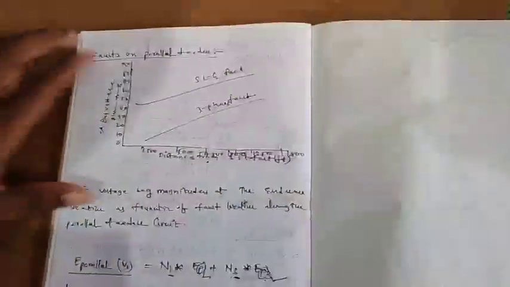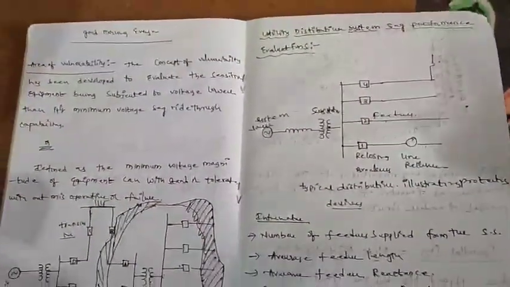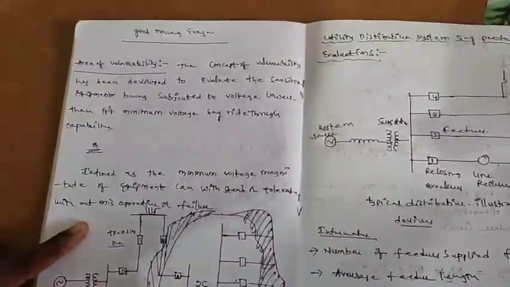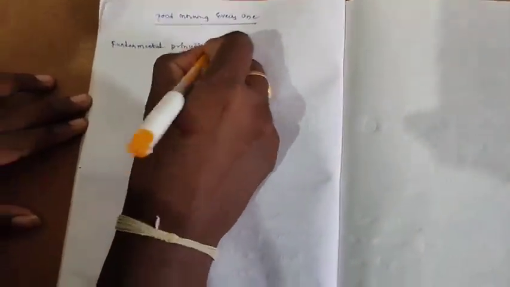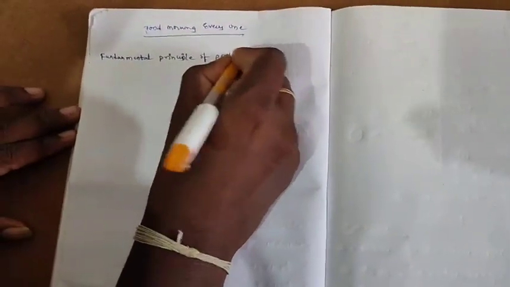Last class we discussed the distribution sag evaluation procedure and area of vulnerability. Today we discuss the fundamental principle of protection, which is nothing but the voltage sag solution alternatives.